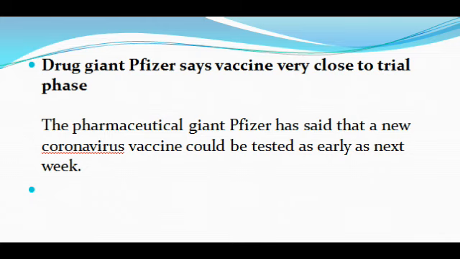Look at this headline. First of all, we read the lead. That's the first paragraph. The pharmaceutical giant Pfizer has said that a new coronavirus vaccine could be tested as early as next week. Look at the headline: "Drug giant Pfizer says vaccine very close to trial phase."